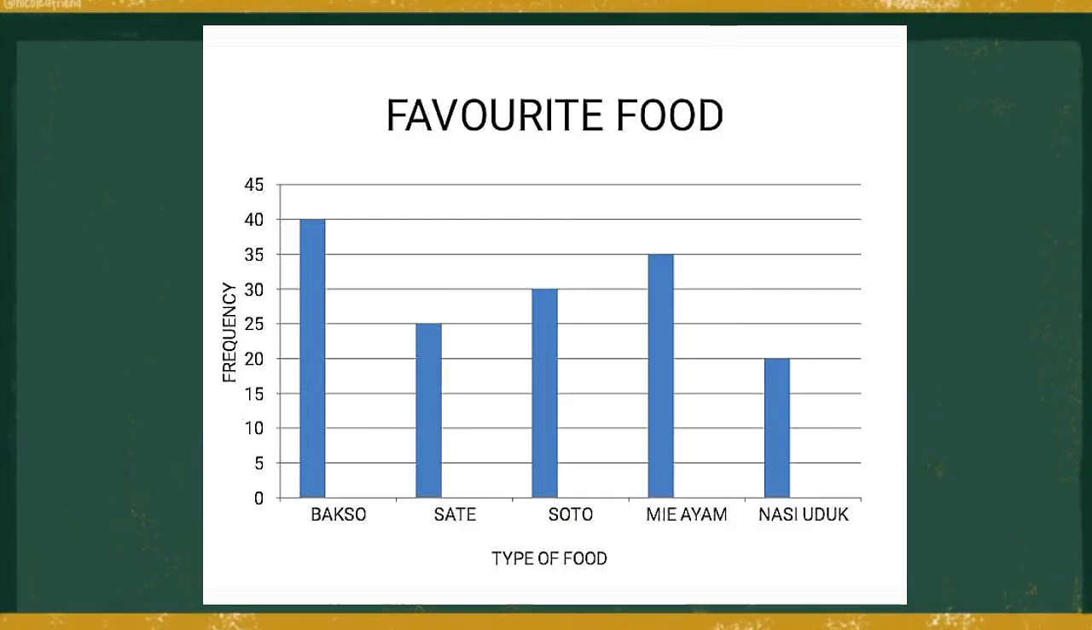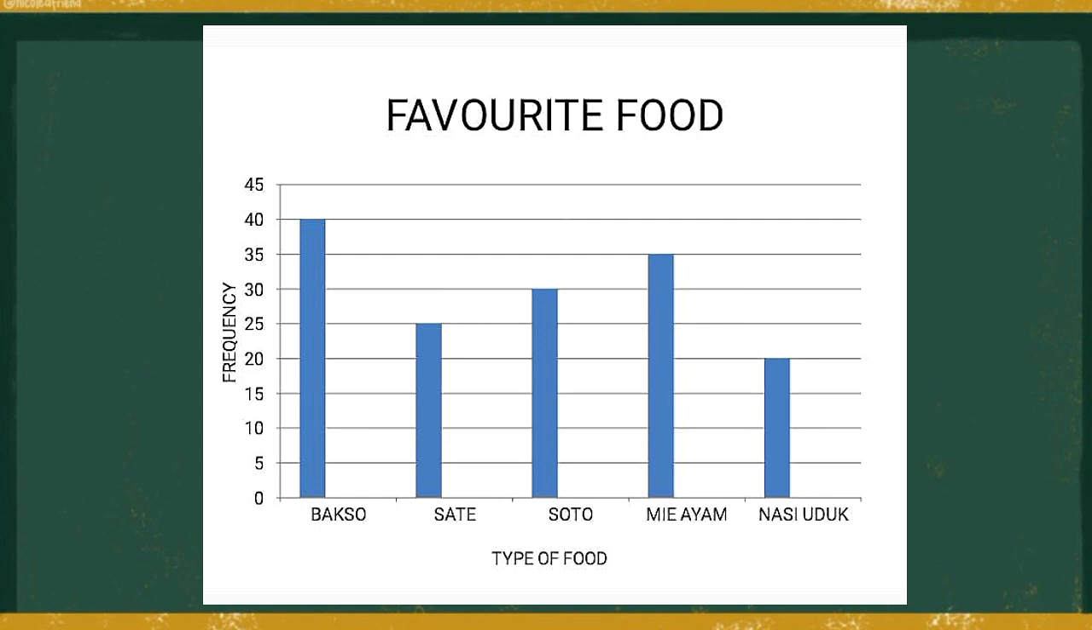Friends, next, to represent data effectively, we can choose several forms of diagrams like tables, bar and compound bar graphs, histograms, frequency polygons, pie charts, dot plots, line and broken line graphs, or stem and leaf plots. Friends, then I will explain one example of a bar graph that can be seen in the picture.